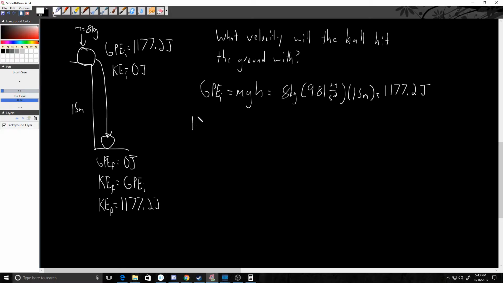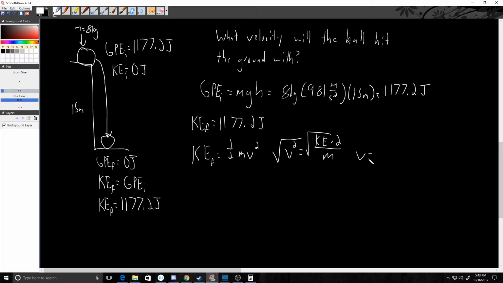So now I know my final kinetic energy is 1,177.2 joules, and I know the formula for kinetic energy is 1/2 mv squared. I can solve for v squared by itself. First step is to divide this stuff over, so v squared is equal to KE. Dividing by 1/2 is the same as multiplying by 2, divided by mass, so now I just need to take the square root of both of these. Velocity is equal to the square root of KE times 2 divided by mass.